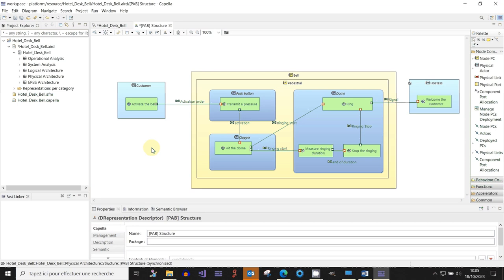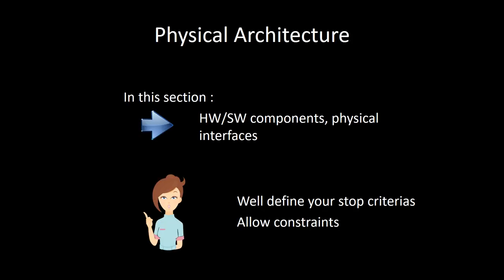Okay, now we think it is really done. Our physical architecture is complete. With physical architecture, you define your hardware and software components and physical interfaces. Then, you define your end criteria and allowed constraints.